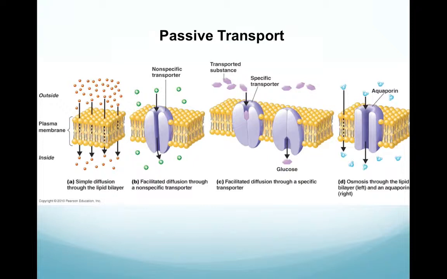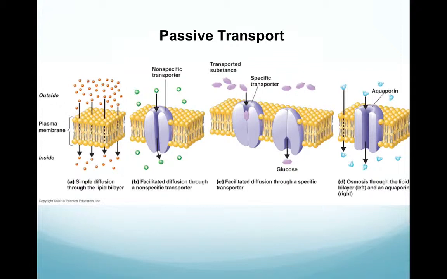Slightly larger particles can diffuse with the help of protein channels in the membrane. The protein channel might be nonspecific, allowing any particles of a certain size across, or it might be specific to a certain molecule, kind of fitting like a lock and key. This type of transport across the membrane is called facilitated diffusion.